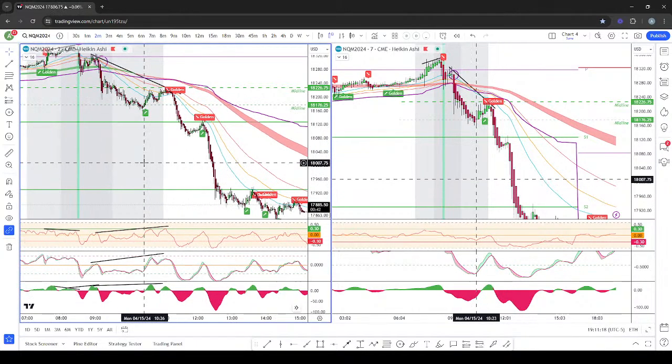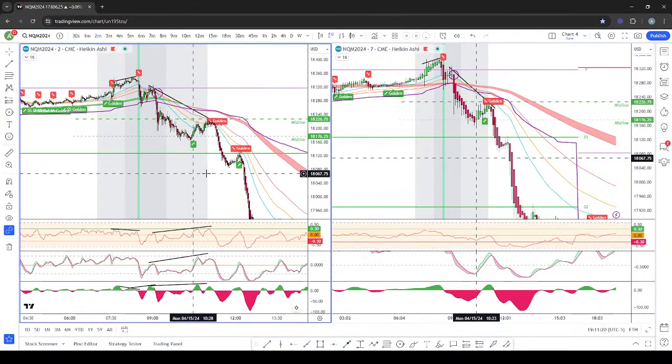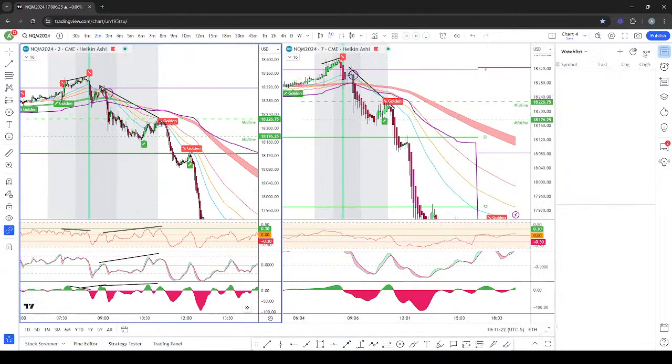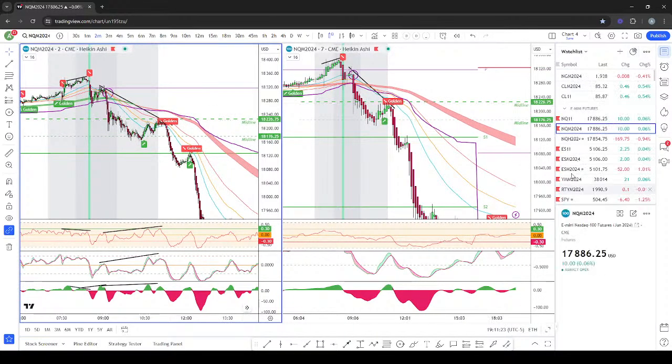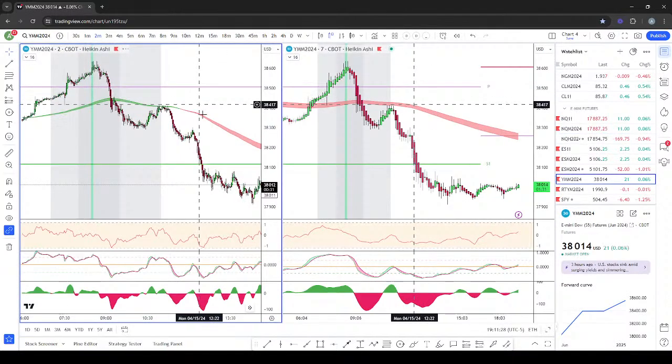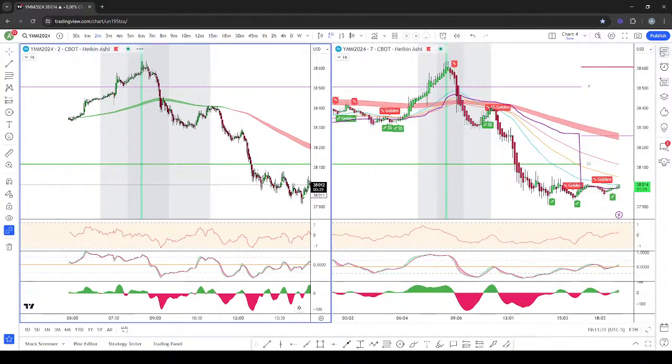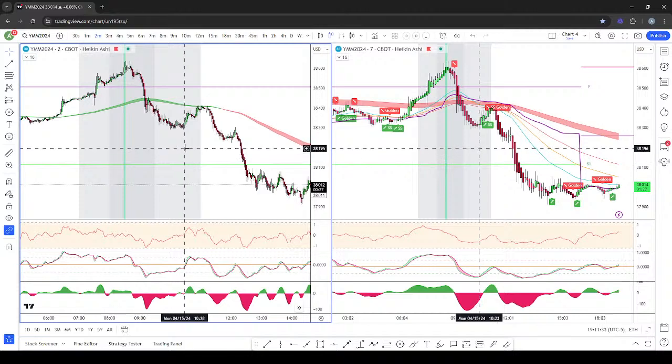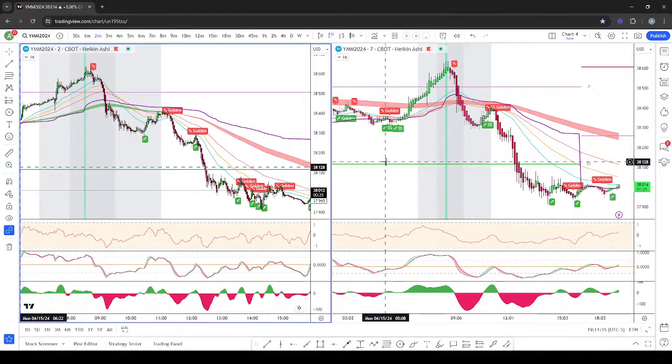Okay, so from here, I want to show you guys another index here. This is the YM, it's the Dow Jones right here, for those that are not familiar. And we had a similar day today here too.